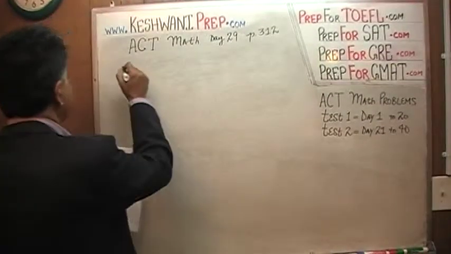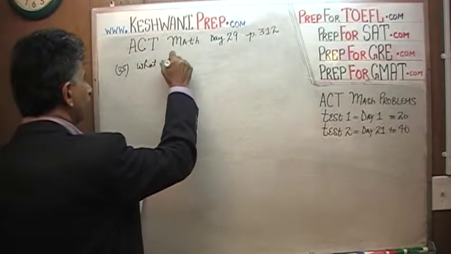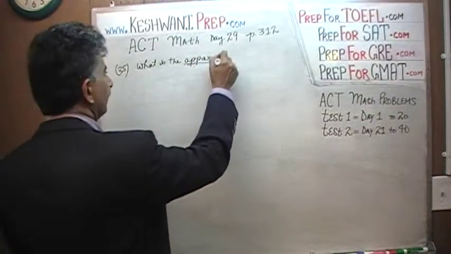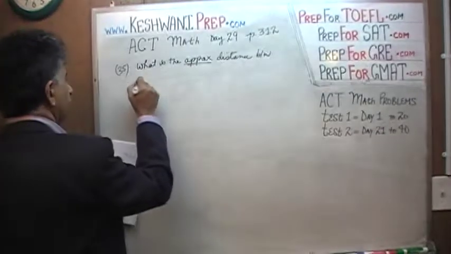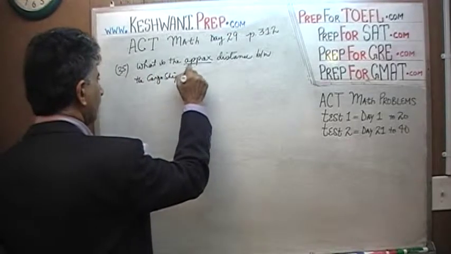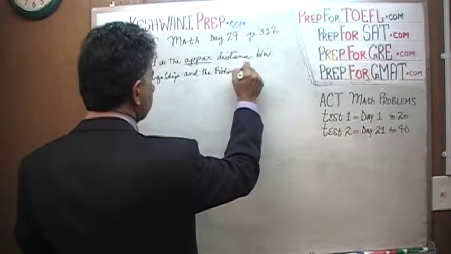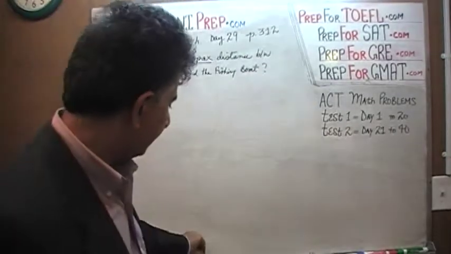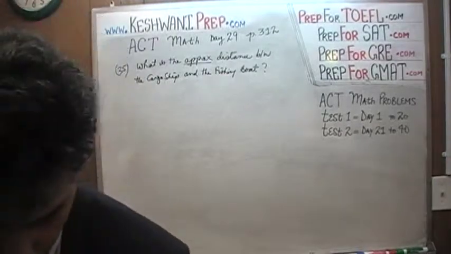Alright, let's see what the question is actually asking. The question is asking what is the approximate distance between the cargo ship and the fishing boat. Now pay attention to the fact that we are being asked to find the approximate answer. So we won't have to do the exact calculation.